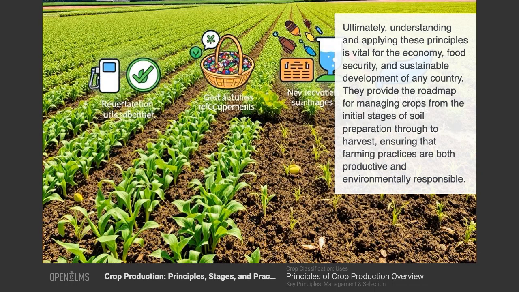Ultimately, understanding and applying these principles is vital for the economy, food security, and sustainable development of any country. They provide the roadmap for managing crops from the initial stages of soil preparation through to harvest, ensuring that farming practices are both productive and environmentally responsible.